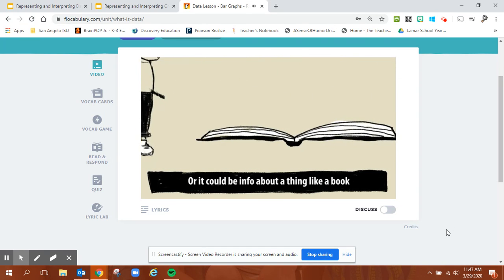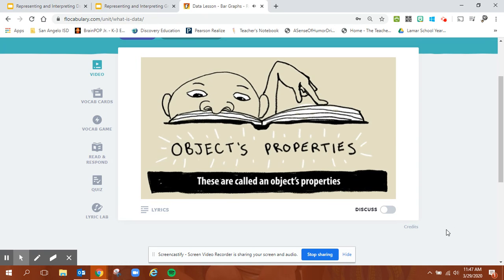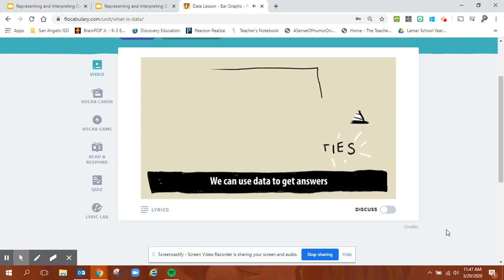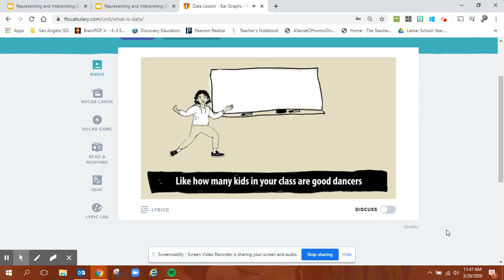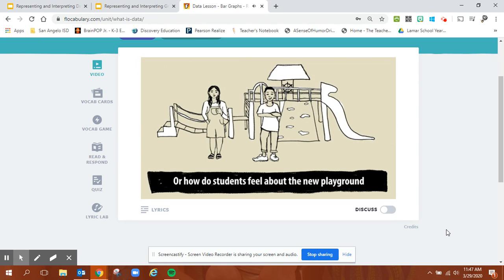Or it could be info about a thing like a book. What does it smell like, feel like, or how does it look? Okay. These are called an object's property. What you need to know to understand what it is properly. We can use data to get answers, like how many kids in your class are good dancers, or how do students feel about the new playground.